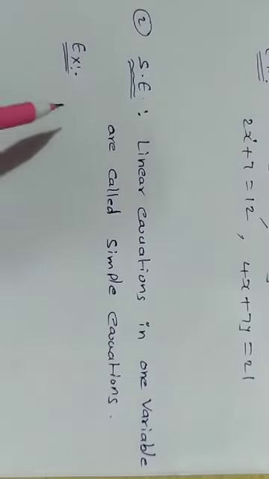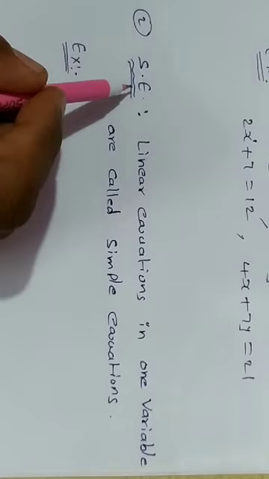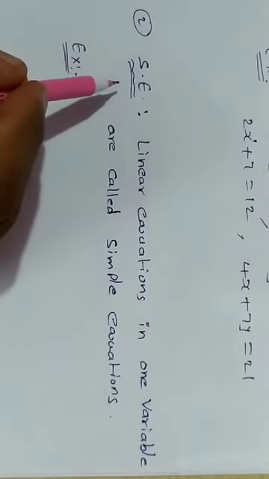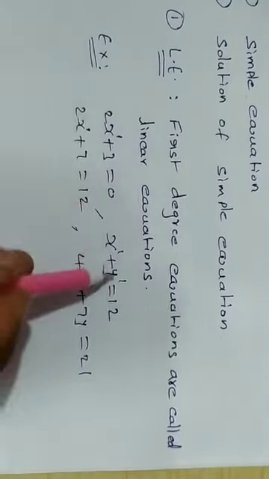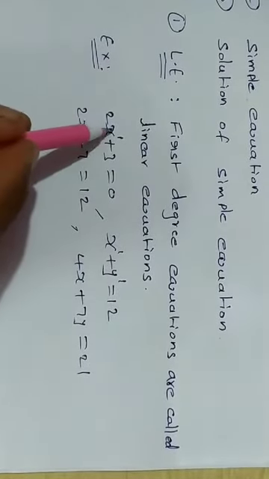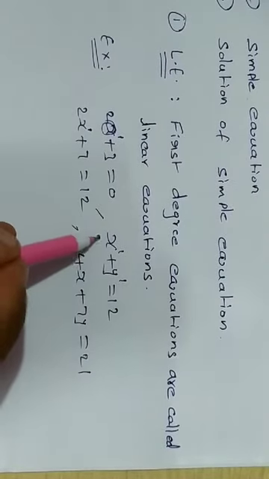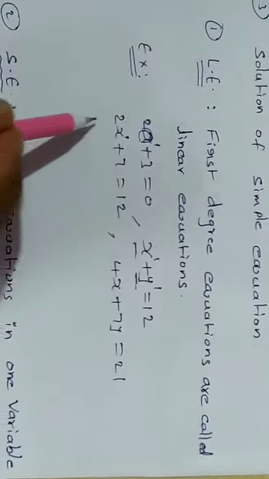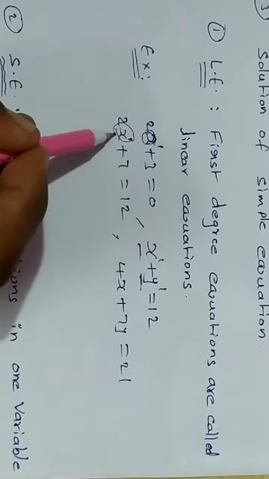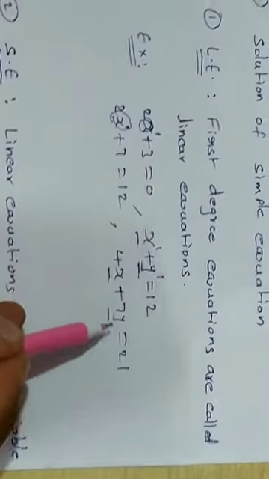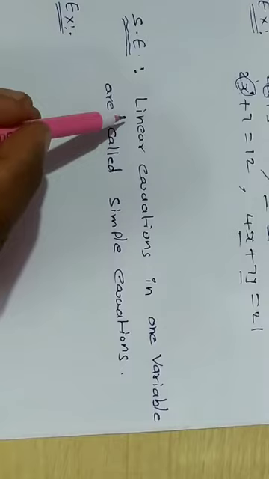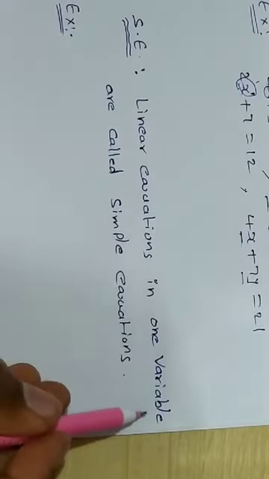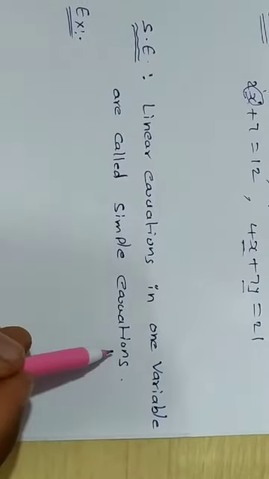Next, go for the second definition, simple equations. It is a very easy definition. What is the meaning of a simple equation? Very simple. These are linear equations in one variable, but this one is in two variables, x and y. So linear equations in one variable are called simple equations. Yes, linear equations in one variable are called simple equations.